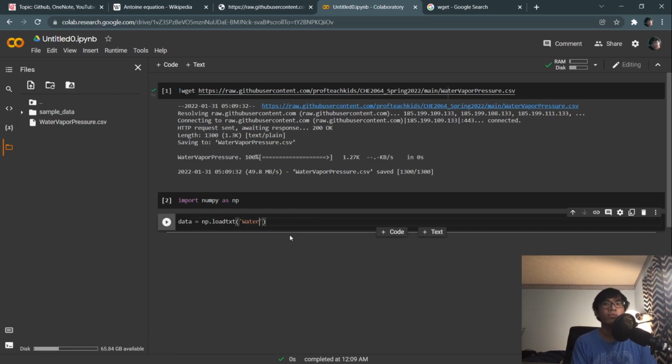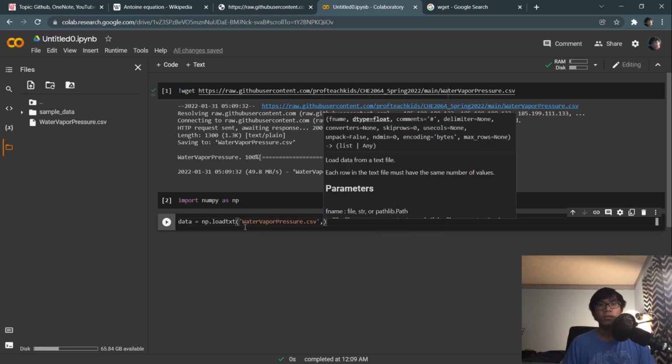That is water vapor pressure.csv. And then within np.loadtxt, like I said, is a function with parameters that we have to use. NumPy is actually pretty smart. Normally, when making your own function, you have to make sure it has all the parameters whenever you're using it. But in this case, NumPy will just set things to default if you don't input them. So I'm just going to skip the comments, and we see converters, skiprows.